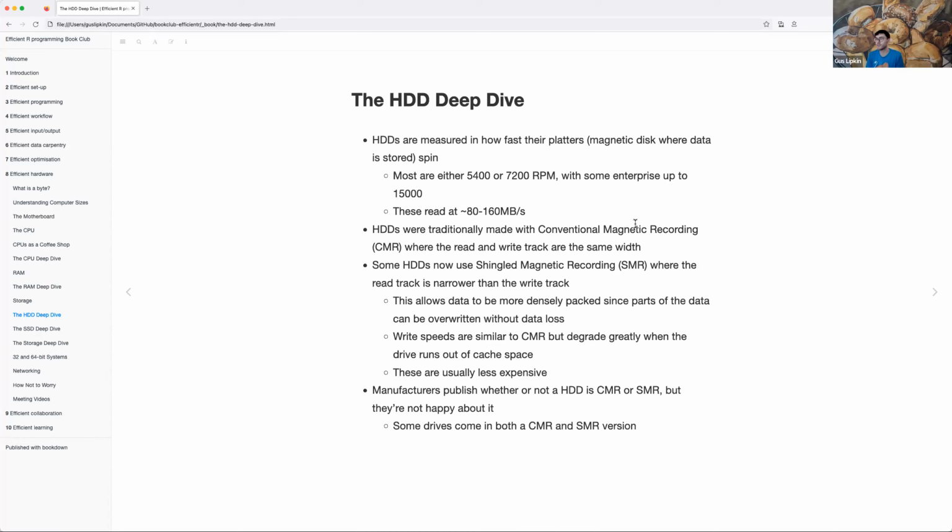And manufacturers publish whether or not a hard drive is conventional or shingled, but they're really not happy about it, and they'll hide it. And then some drives will also come in both versions, and the only difference is the part number. So it's really tricky to keep track of, but for reading, it's fine. But if you're writing a lot of data, then it's just something to be aware of.